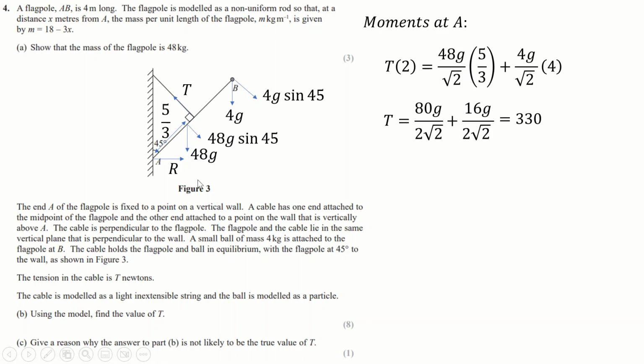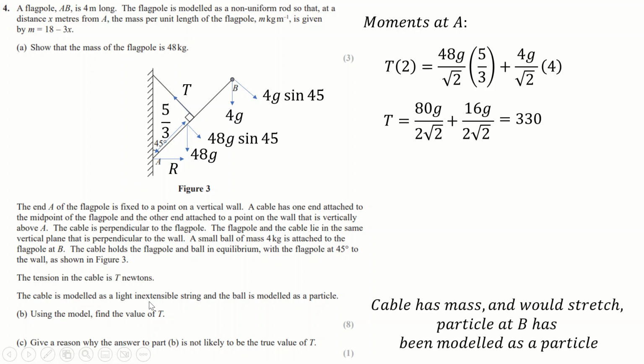Just come up with anything sensible. For example, up here it says that the cable itself is modeled as light, and I think it says somewhere, as light and inextensible. That's unrealistic, right? It would actually have a mass acting down that would mess up your calculations. It would also extend, and therefore the tension would be messed up a little bit as well.